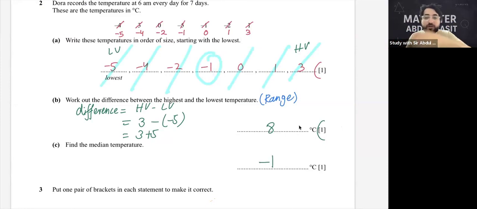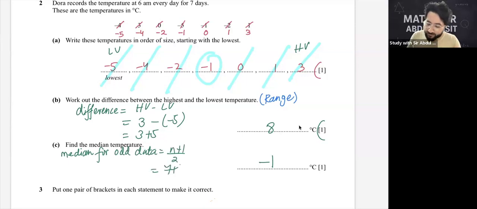Okay, what is the methodology behind that? The median for odd data is n plus 1 by 2. There are 7 values, so 7 plus 1 divided by 2, so 8 divided by 2 is technically the fourth value. And we can see very clearly that this one is our fourth value. And this is non-calculator. So keep that in your mind.